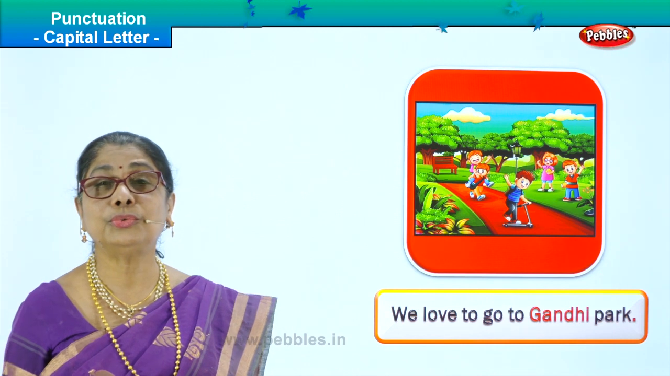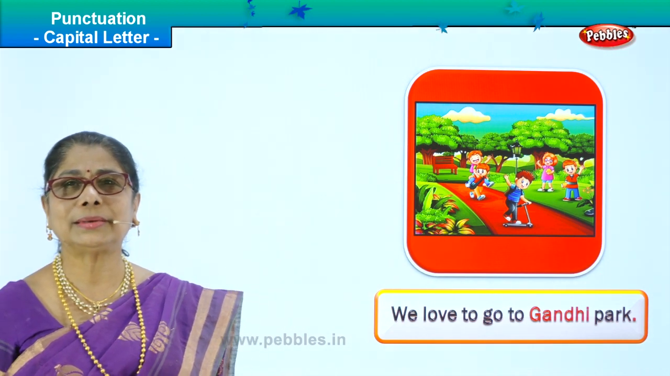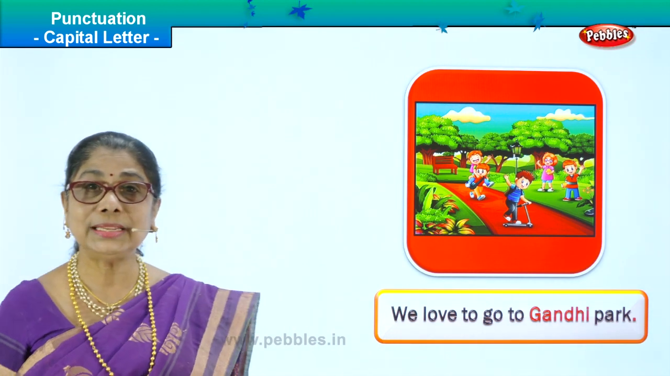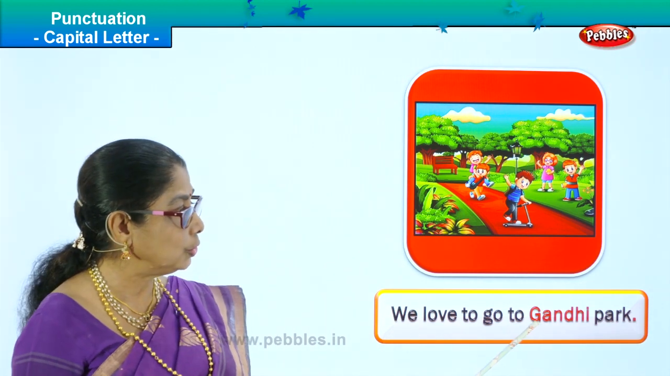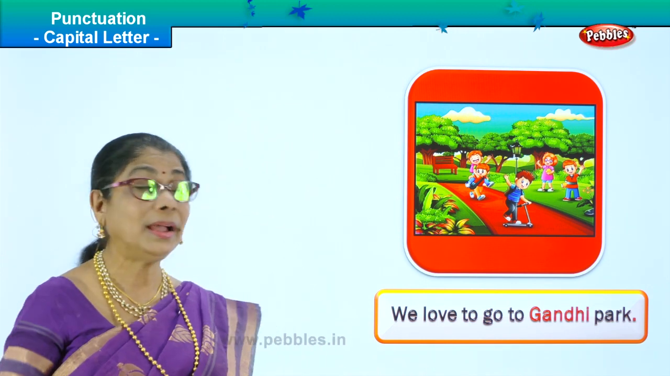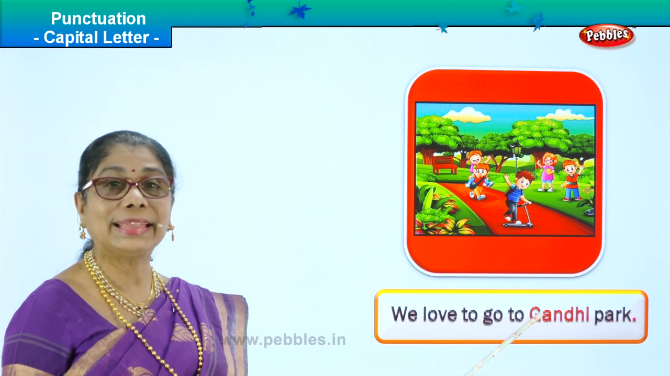Children love to go to park. Different parks look different and they have different playthings. So now the teacher says, come, let us go to Gandhi Park and spend a day there. What is the name of the park? Gandhi. It should be in capital letter.